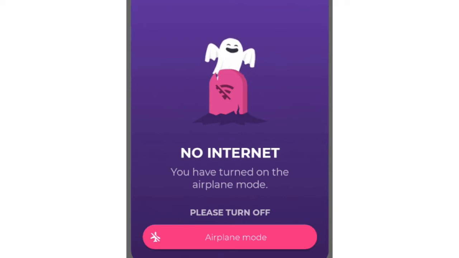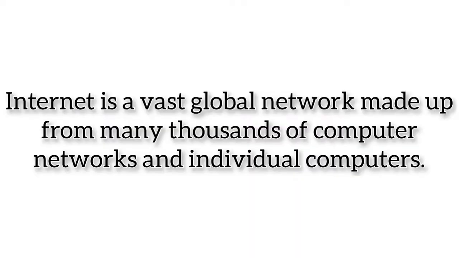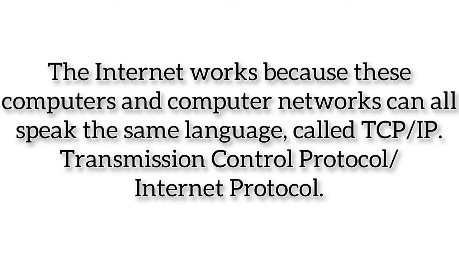And when we say internet, what is internet, right? In simple terms, internet is a vast global network made up of many thousands of computer networks and individual computers. The internet works because these computers and computer networks can all speak the same language, which is TCP/IP. Right, TCP/IP, and TCP/IP stands for Transmission Control Protocol or Internet Protocol. Do you understand?